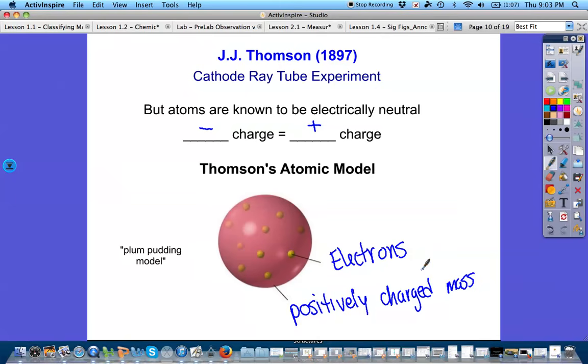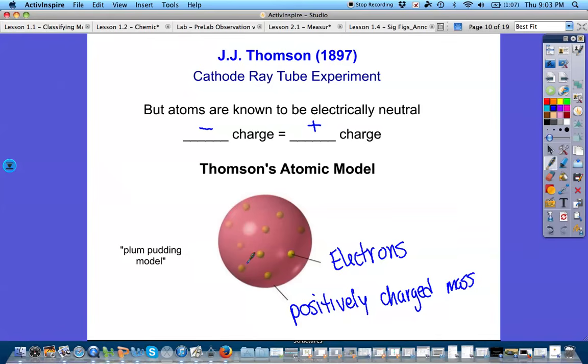Thomson compared this to an English dessert called plum pudding. So he called it the plum pudding model. It's basically like some cake with some pieces of plum intermixed throughout it. But you know what? I've never had plum pudding. I'm not familiar with it. So I was trying to think about some other examples of what this could be like.